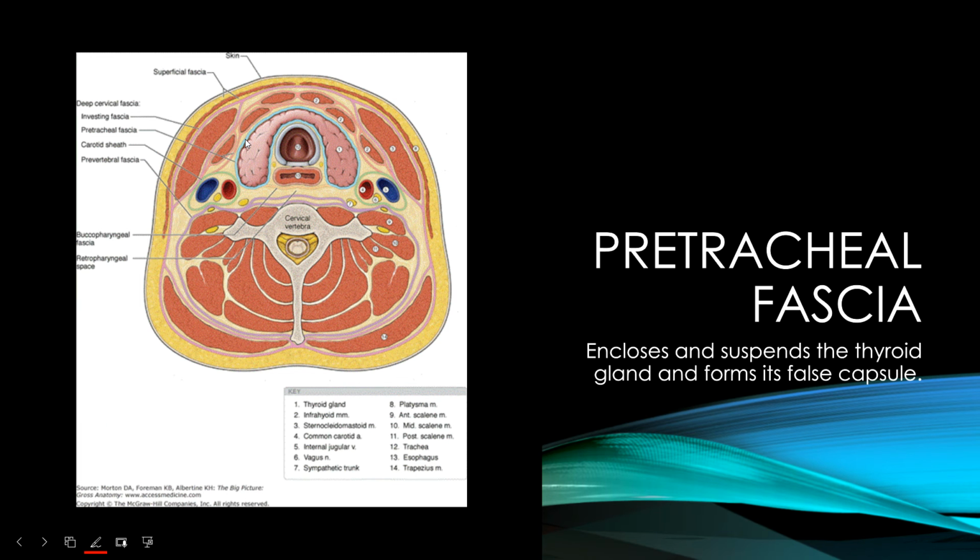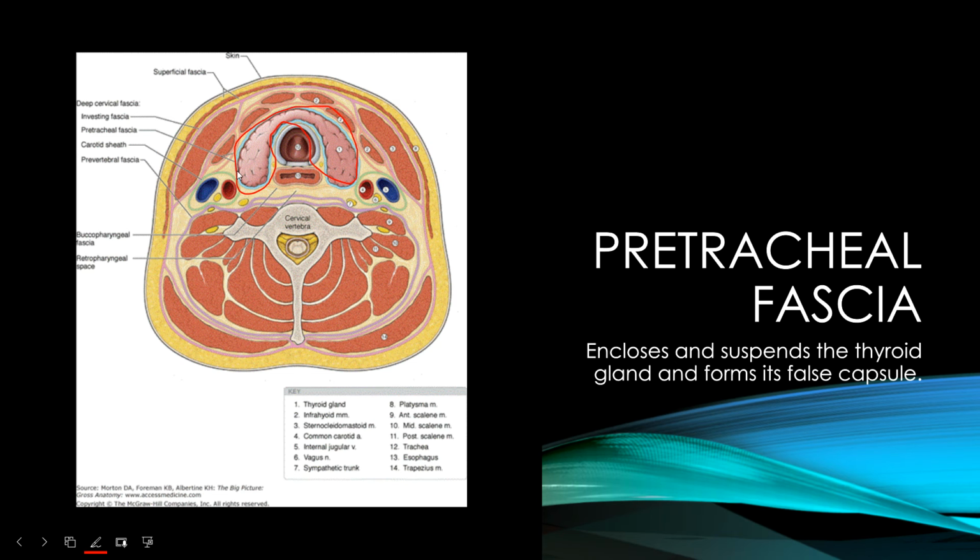This is the pretracheal fascia. In this image, we clearly see that this fascia encloses the thyroid gland and forms a false capsule. So this is the importance of this fascia. Now we see about the attachment.